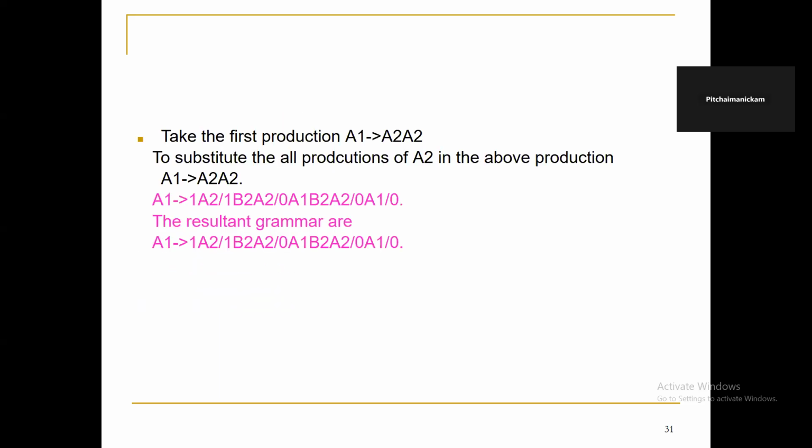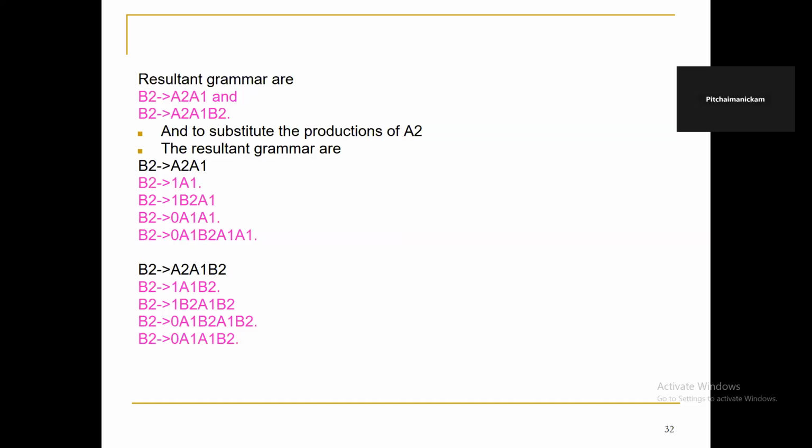Another thing is to take the first two productions. A1 derives A2 A2. A2 is already in GNF form, so we have to substitute all the productions of A2 in this production. So for A1 derives A2 A2, you can substitute A2 derives 1 A2, 1 B2 A2, 1, 0 A1 B2, 0 A1. So the resultant grammar is A1 derives 1 A2, 1 B2 A2, 0 A1 B2 A2, 0 A1 A2, 0. You just note it down.